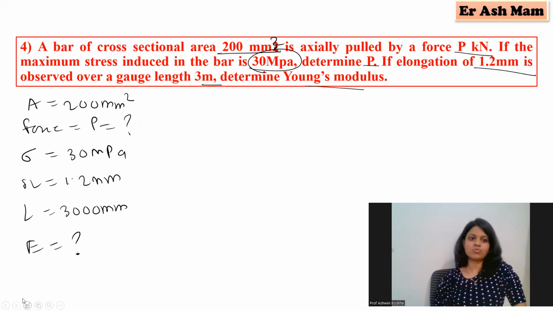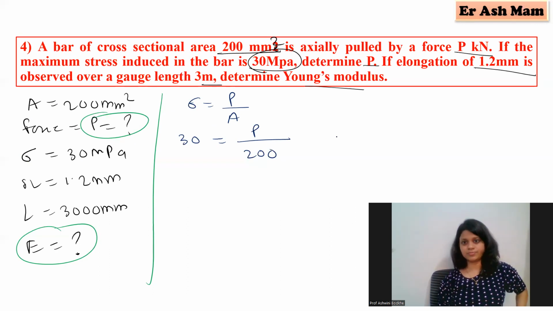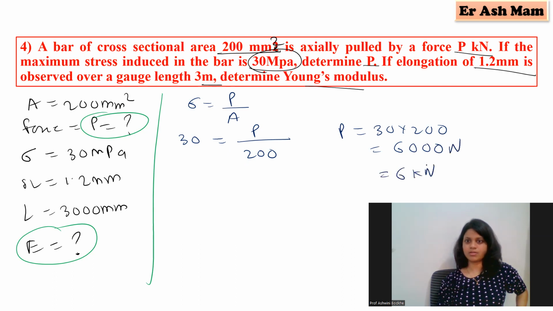It means we have to find two values. One is P, second one is E. For P, with simple formula, stress equal to P upon A. Stress is given 30 MPa. P is unknown. Area is 200. Therefore, we can calculate P. P equal to 30 into 200 equal to 6000 Newton. It means 6 kilonewton. Okay. Next.